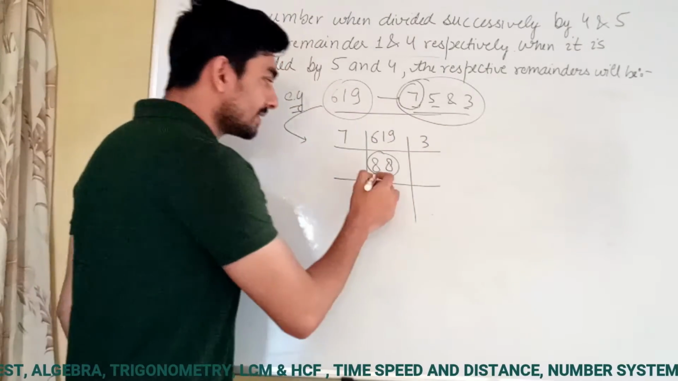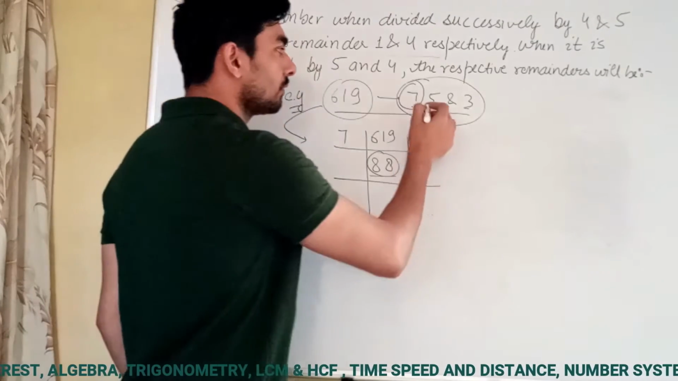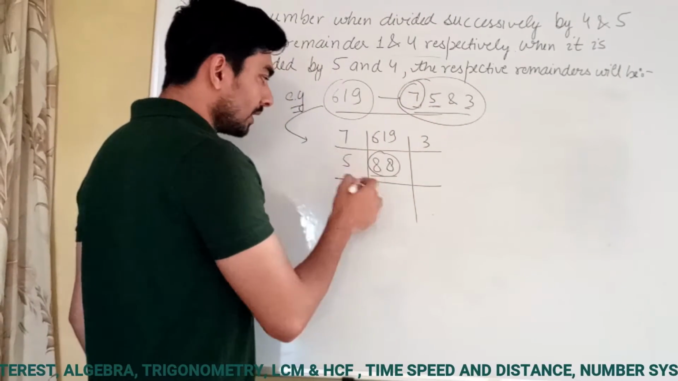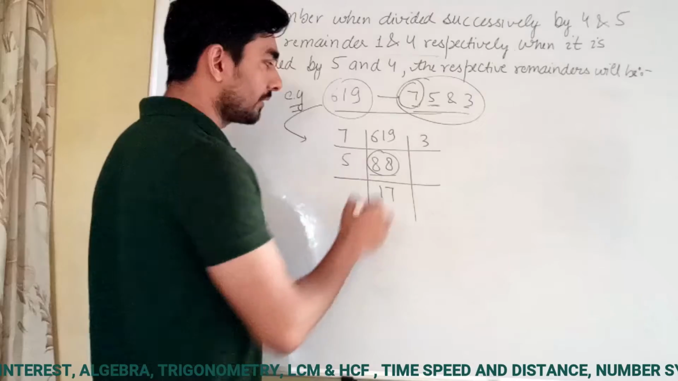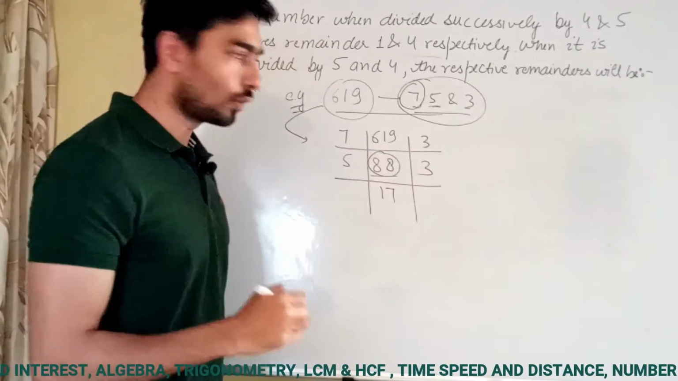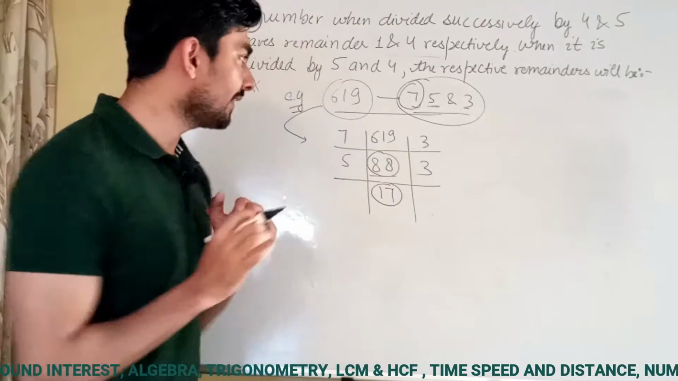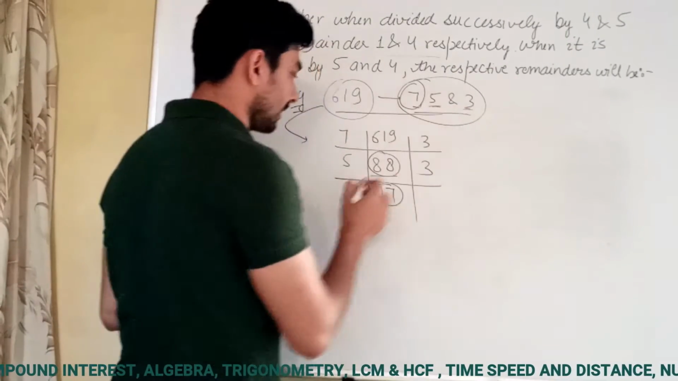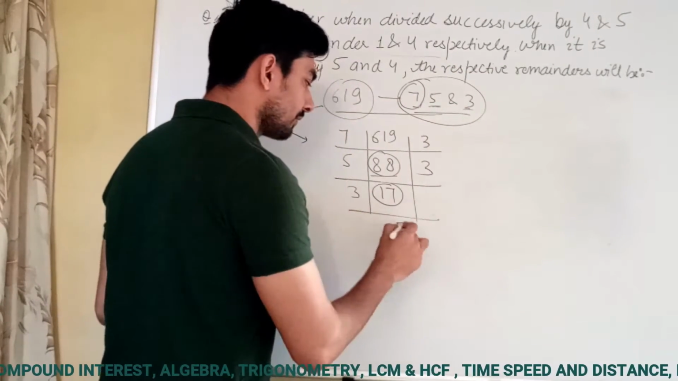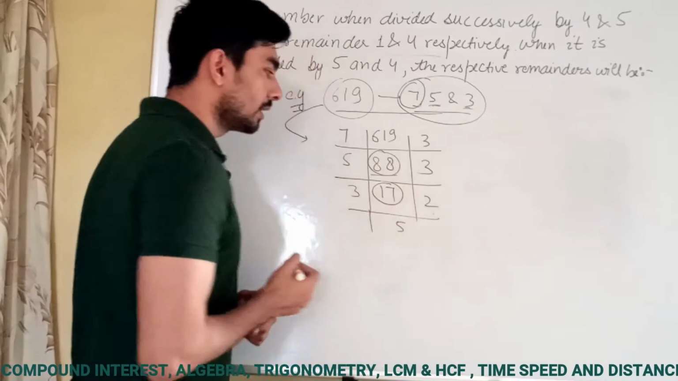Now this quotient 88 will be divided by 5. 5 17s are 85 and the remainder will be 3. Now our quotient is 17. Now divide this quotient by 3. 3 5s are 15 and the remainder will be 2.